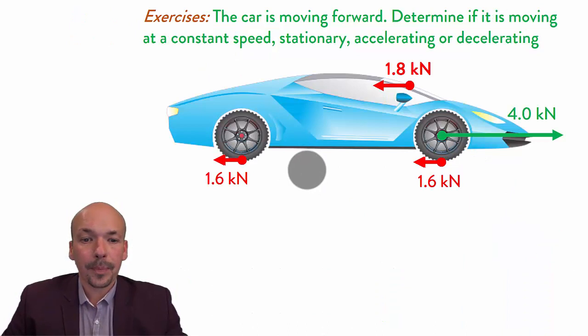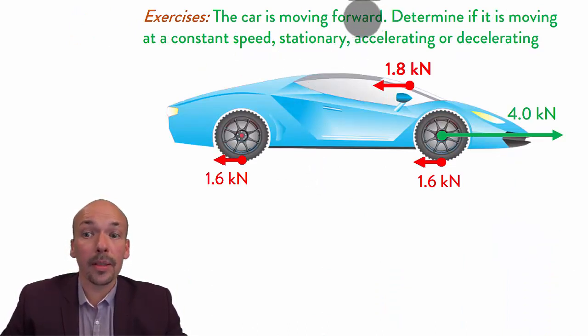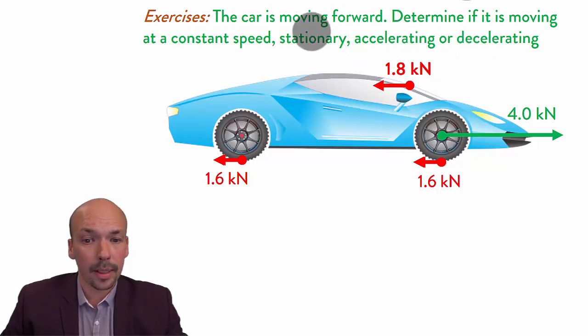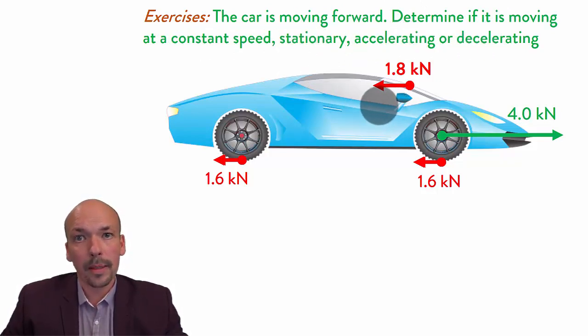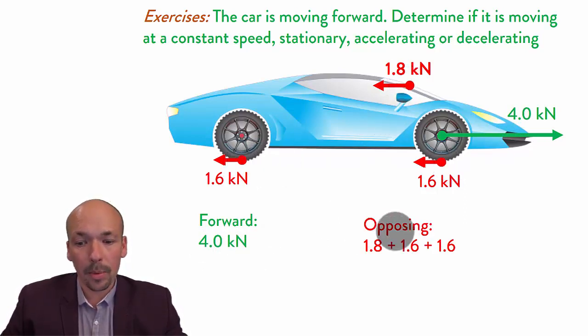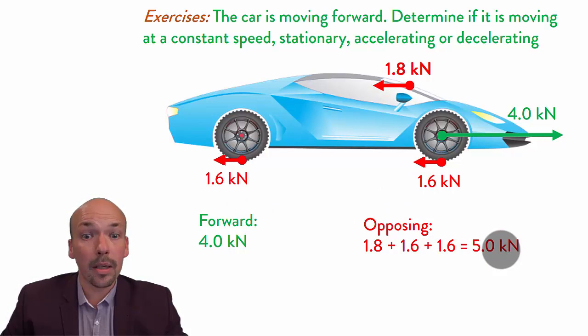Another example. This car is moving forward, and you can determine if it's moving at a constant speed, stationary, accelerating or decelerating. So you already know it's moving forward. So now we have to determine the resulting force, and we have here some forces. Forward is the one here, 4.0 kilonewton, so 4,000 newtons. And then we have these forces who are also opposing it. So the opposing forces are 1.8 here, kilonewton, and 2 times 1.6. That equals 5.0 kilonewton.